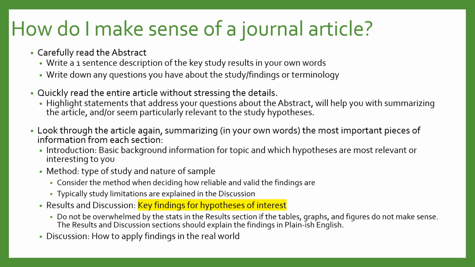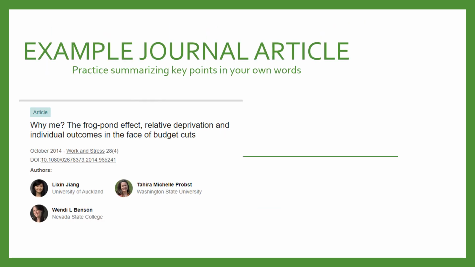So I will take you through some examples of how to make sense of results in regression in a real journal article. So yet again, we're going to be looking at Why Me, the frog pond effect, relative deprivation, and individual outcomes in the face of budget cuts, that I co-authored with two of my amazing colleagues, Lee Sing Jean and Tahara Probst. They're awesome, and I still work with them today.